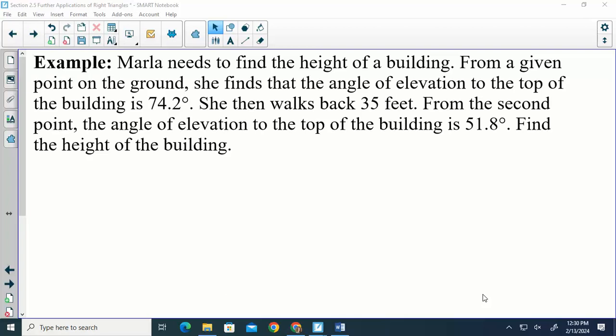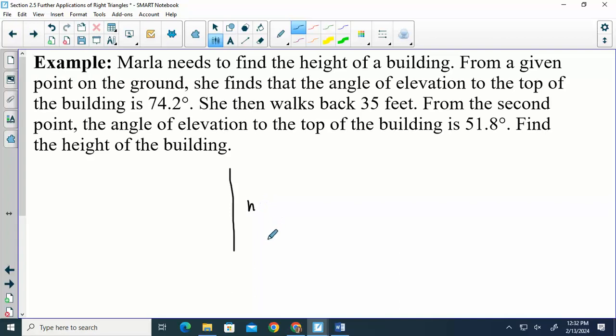So take a second, read this problem, and see if you can begin to draw a picture of what this is describing. So looking straight up, and that's what she's trying to find, I'll call that H. From a given point on the ground, so somewhere on the ground, she finds the angle of elevation. Angle of elevation goes from a horizontal line, so from the horizontal line up, that angle is 74.2 degrees.